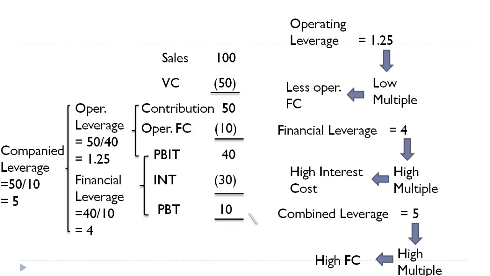Though the company had a low multiple in operating leverage, it had a high multiple in interest cost. So the leverage ratio, basically the operating leverage, would tell you the presence of operating fixed cost. A very high fixed operating cost will also be a hindrance for growth, and financial leverage can be modified according to the capital structuring, and combined leverage will be a result of these two.